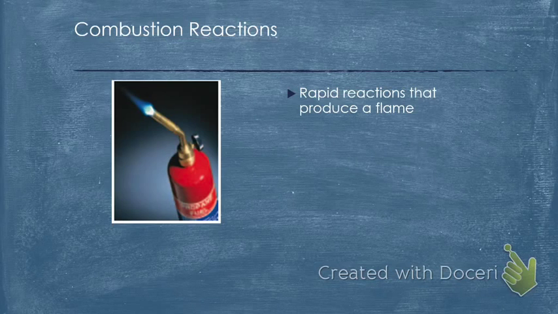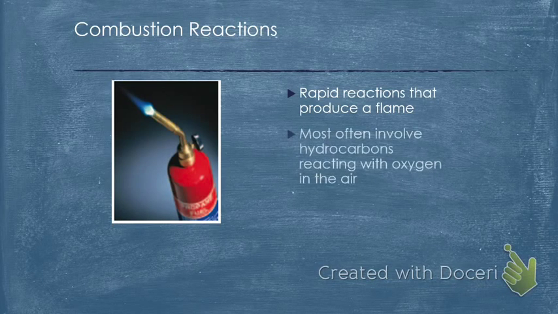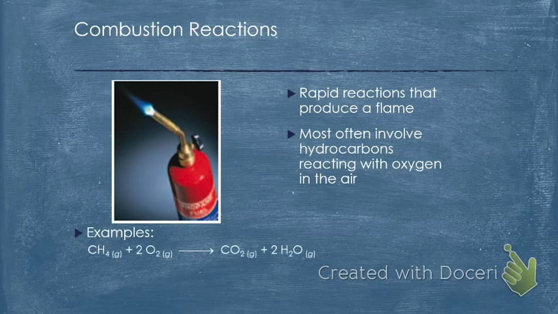Finally, we have combustion reactions. Usually these are really fast reactions that can make a flame of some sort. Many times, at least here, we're talking about hydrocarbons that react with oxygen in air. Examples include methane gas reacting with oxygen to make carbon dioxide and water. You can even have butane, like a butane flame. You have propane gas that reacts with oxygen to make carbon dioxide and water.